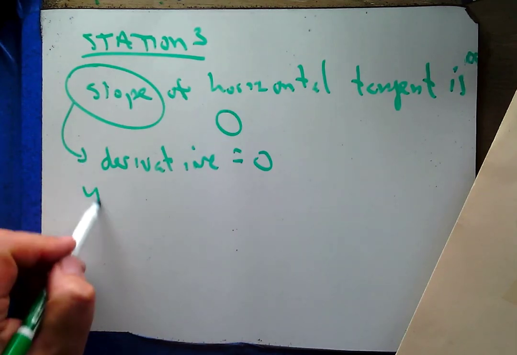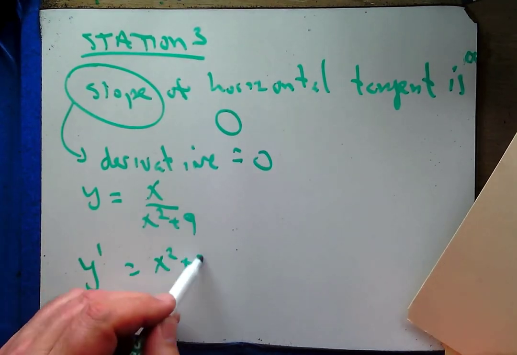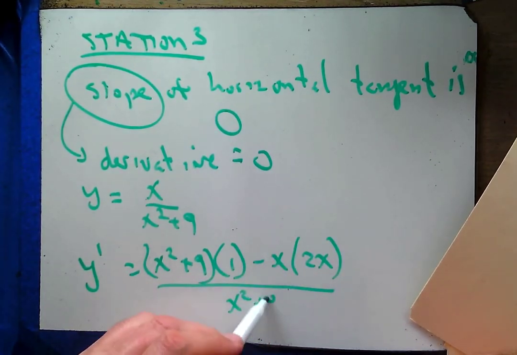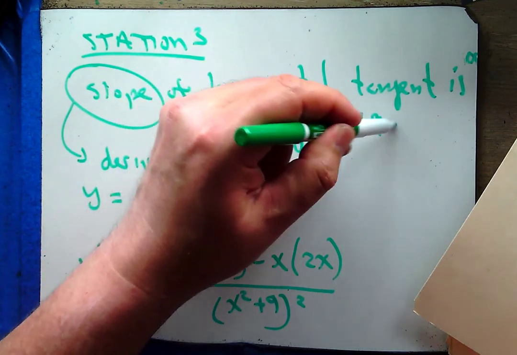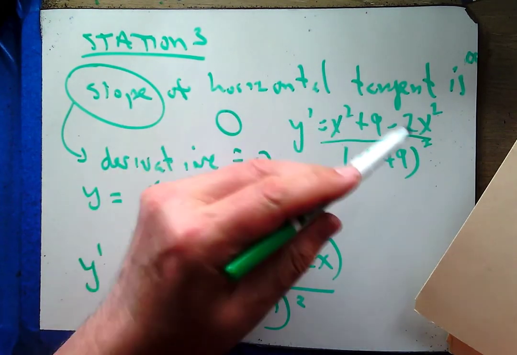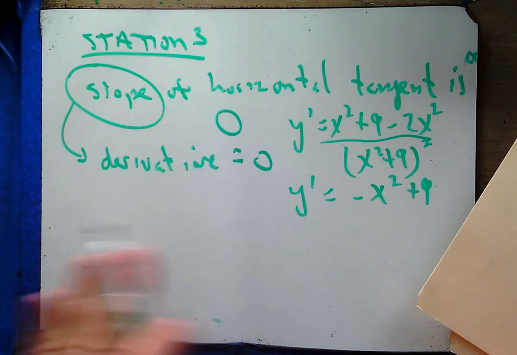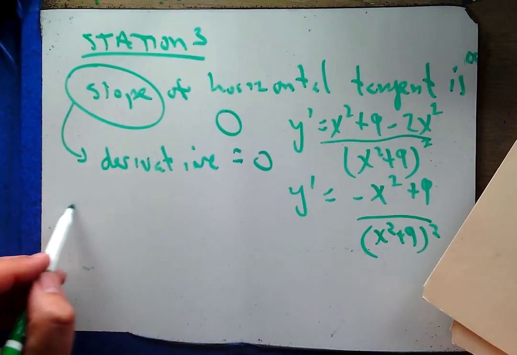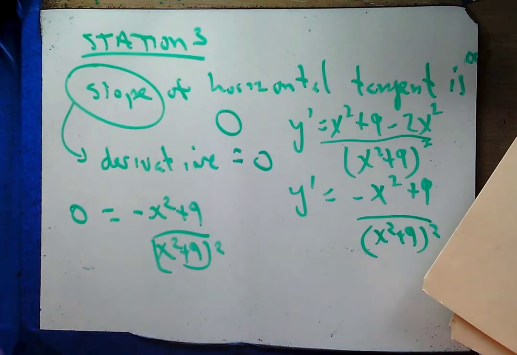So my function, y equals x over x squared plus 9, and now y prime, low d high minus high d low, all over low squared. So on top, my y prime has x squared plus 9 minus 2x squared over x squared plus 9 squared. And if I tidy that up, y prime is negative x squared plus 9. All right, now I'm supposed to set this derivative equal to 0. Oops, don't use the one. So, 0 equals negative x squared plus 9 over x squared plus 9 squared. See, look what happens.